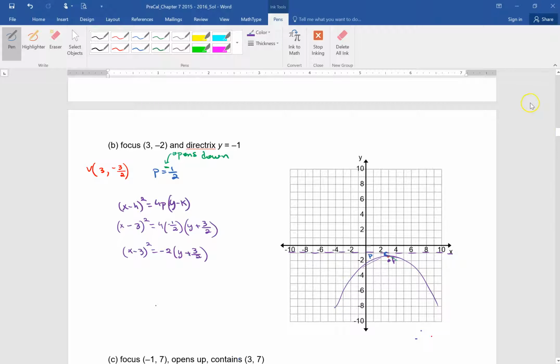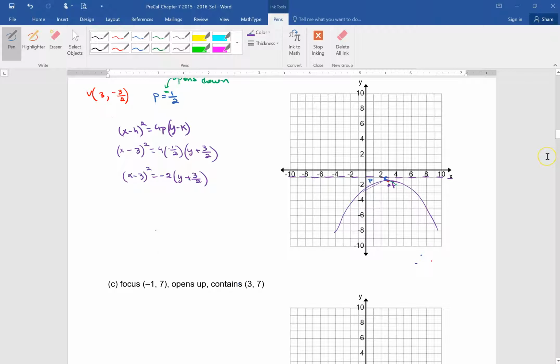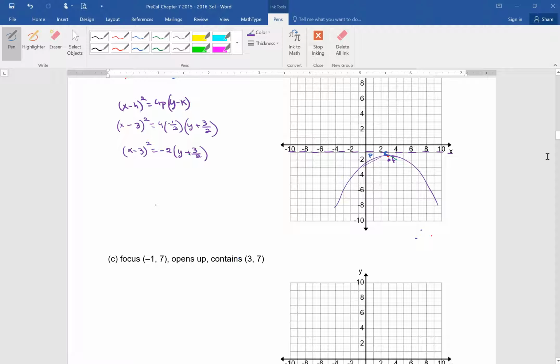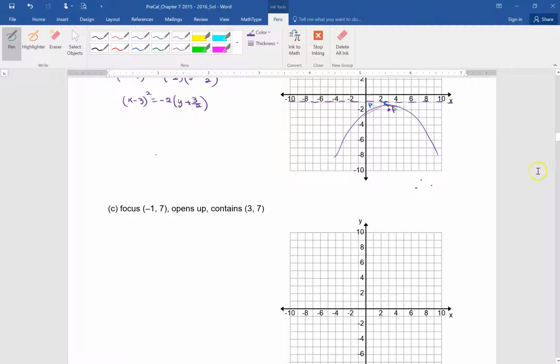Who's used a flashlight in their life? Ever? Ben, you've never used a flashlight? Yeah, you've used the flashlight. All right? If you look inside the flashlight, you have the bulb, right? And then behind the bulb is this silver curved surface, underneath the bulb. That curved surface is a parabola.